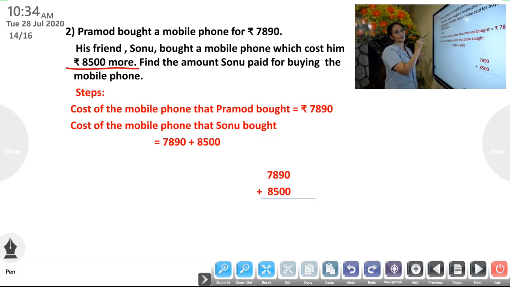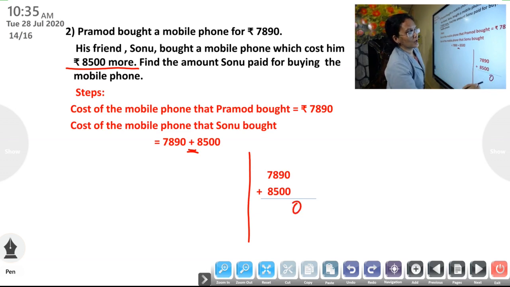Then Sonu bought a mobile phone which cost him 8,500 rupees more. So what you have to do? What is the meaning of this more? We already studied one or two questions on more. More always means what? It is addition, isn't it? So cost of the mobile phone that Sonu bought is 7,890 plus 8,500. Add the two numbers. In the working column, you can do addition.